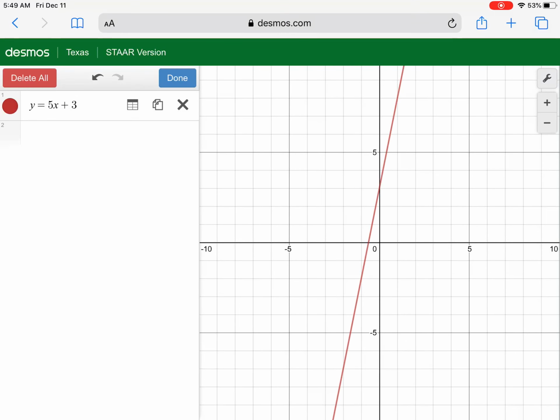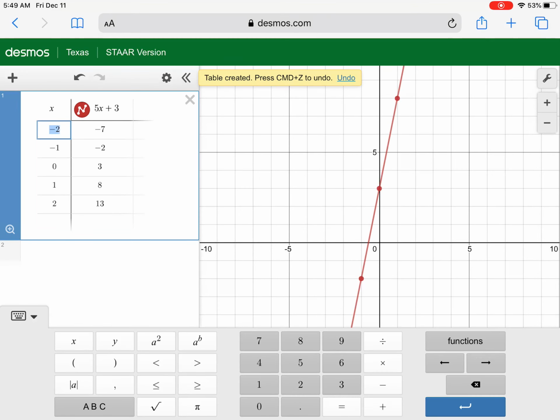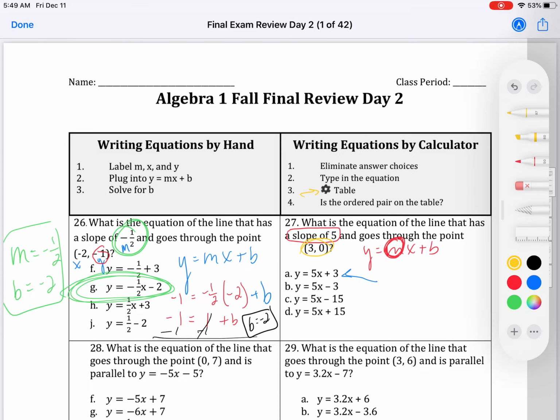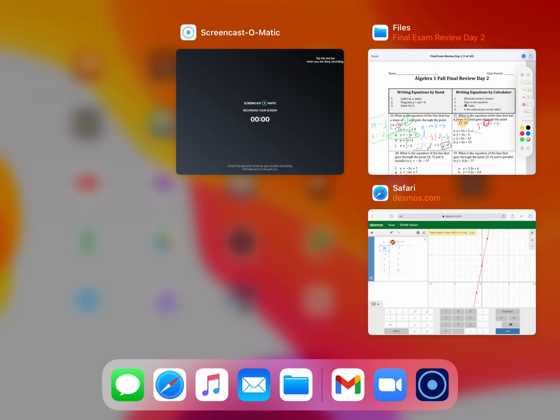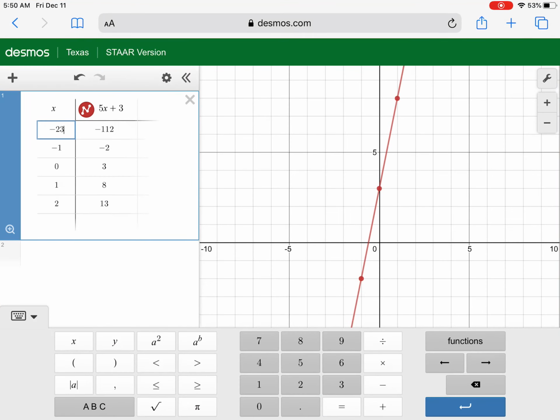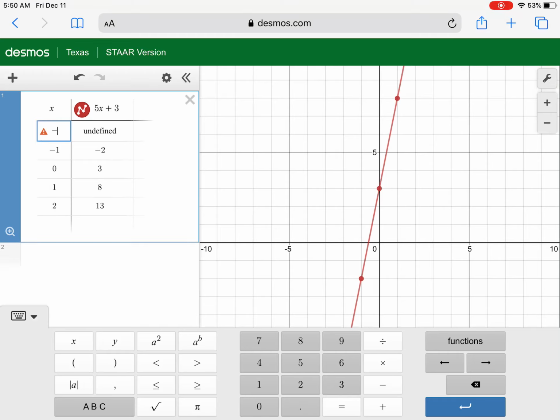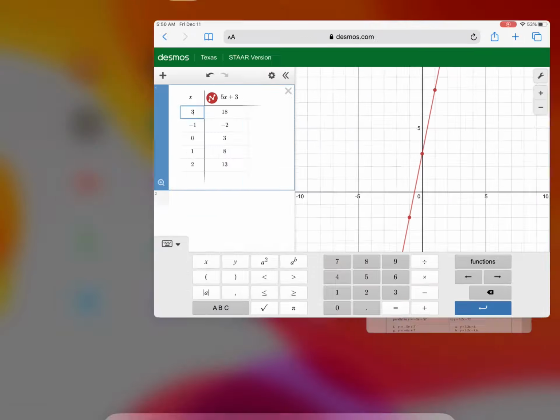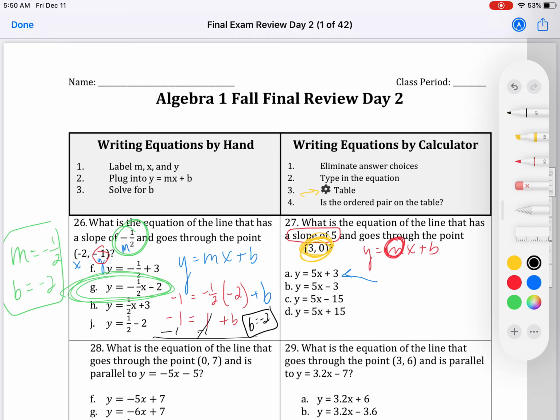So I'm gonna click this little circle. I'm going to click the table. So my question is, when the x value is 3, is the y value 0? So I'm going to type it in. When the x is 3, did it say 0? Nope. It says 18. So it's not A.